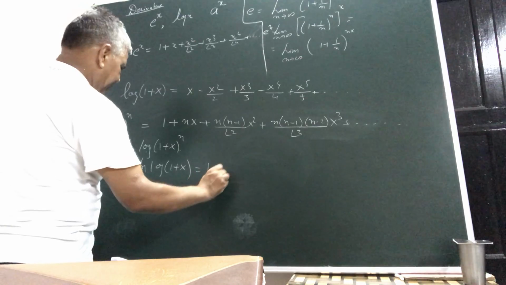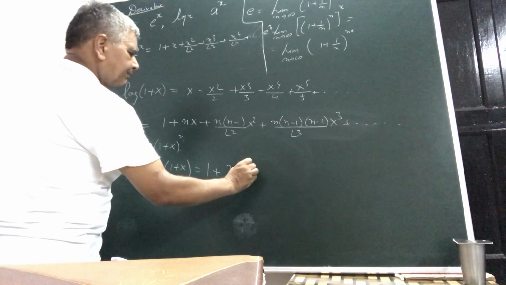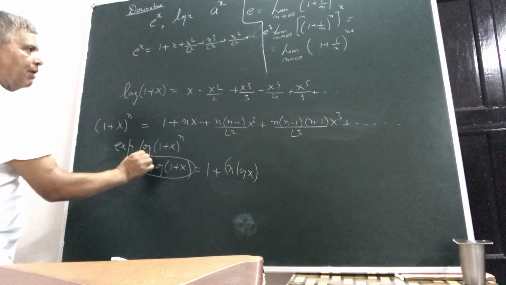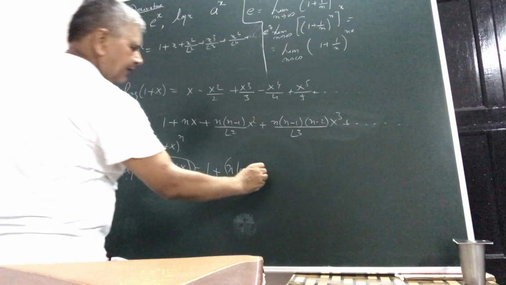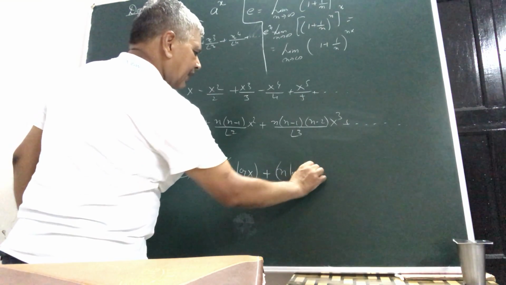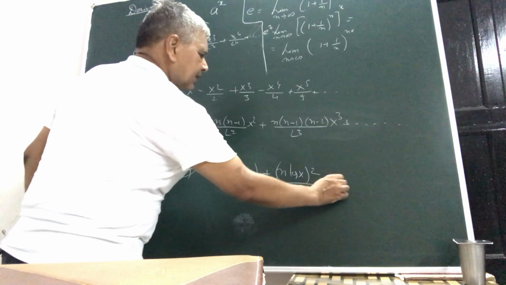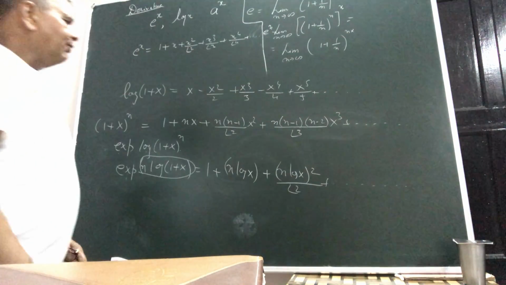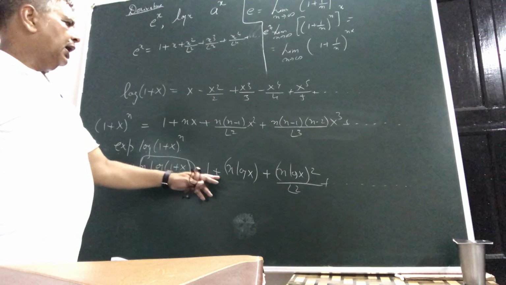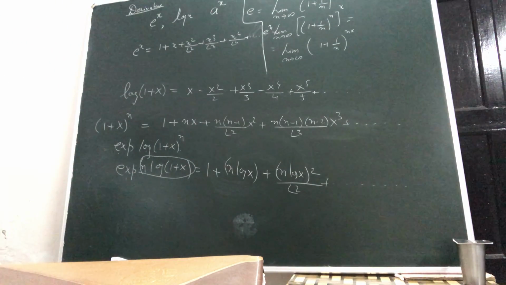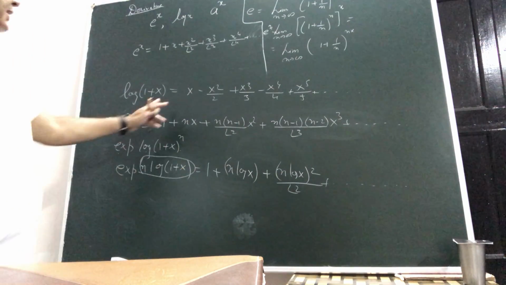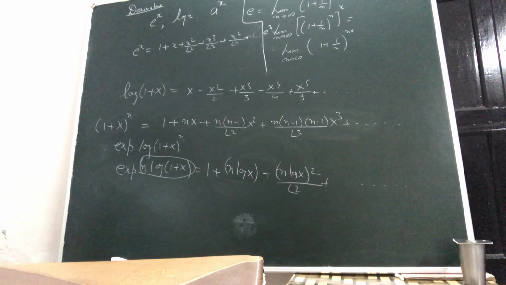So what it will be? 1 plus n log x, e raised to power x. In this you put this thing, so it will be (n log x) whole square upon factorial 2 plus so on and so forth. Then what we will do here is that 1 plus x raised to power n we have written in two ways. One is this particular manner, other is this particular manner.